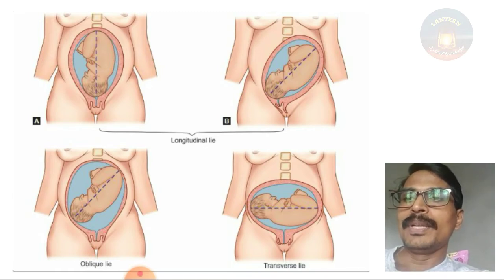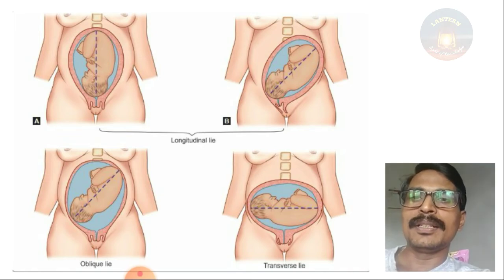In the oblique lie, you can see it is a plane in between the vertical and horizontal. So it is not in the axis of the uterus. It is another axis between the horizontal and vertical plane. And in transverse lie, you can see that it is exactly 90 degrees to the vertical plane, so the fetal axis lies purely in the horizontal plane. So that is the relationship between the vertical axis of the uterus and the vertical axis of the fetus, that is lie.